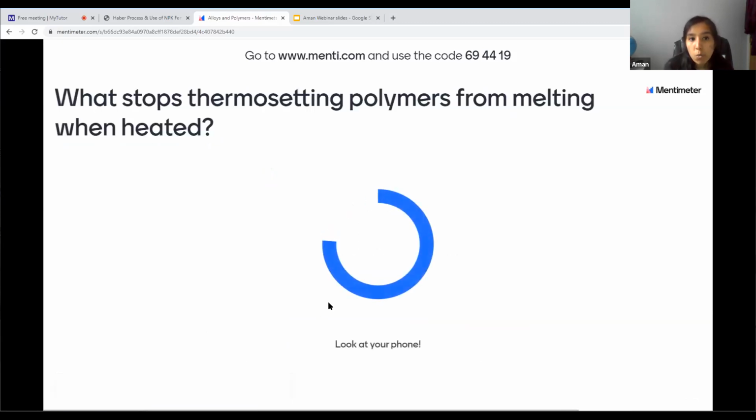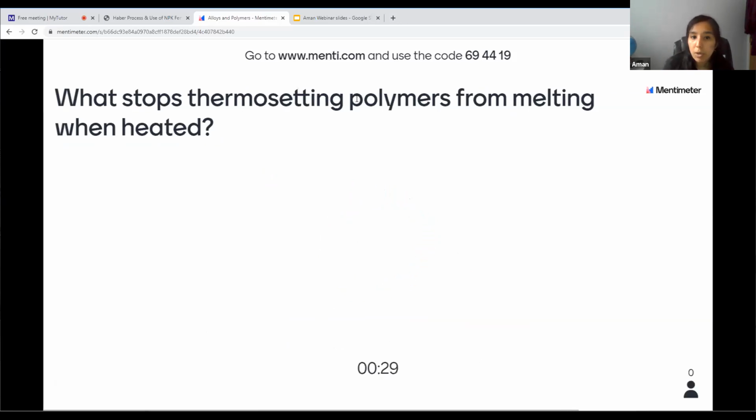Okay, the next question: what stops thermosetting polymers from melting when heated? We looked at thermosoftening and thermosetting polymers. You had to type the answer in this time. So there's something in the thermosetting polymer structure that stops them from melting. Does anyone remember? Type in the answer and we'll see if you are correct.